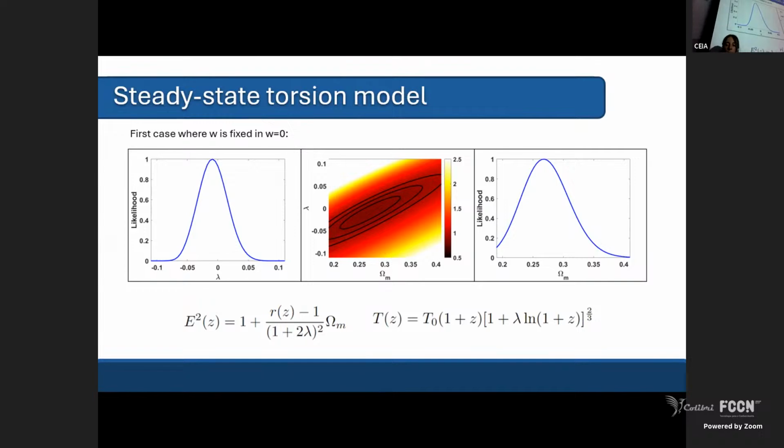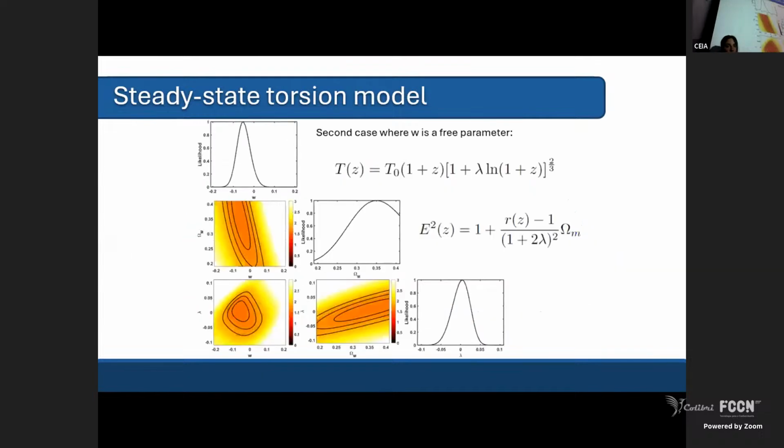But now we can see with W not fixed. Now, omega m is not as well constrained because we have another parameter, but lambda wants to be again close to 0, and W is relatively small. So yeah, but especially lambda is still really well constrained with these data sets.